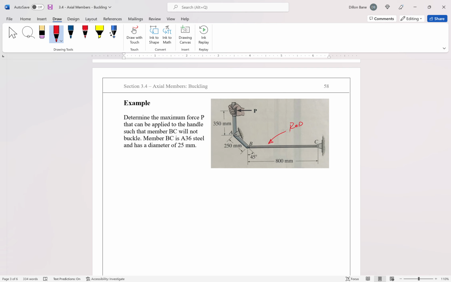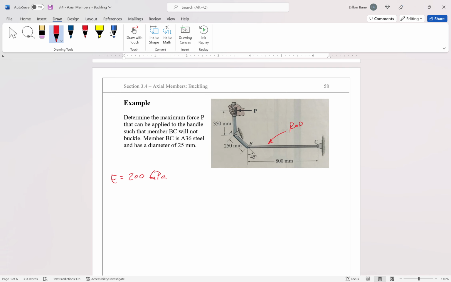So let's just take a look at the equation and see what we've been given. P critical is equal to pi squared EI over KL squared. Modulus of elasticity E: this is A36 steel. All steel has the same modulus of elasticity except for stainless steel, which is a little bit lower. A36 steel is 200 gigapascals in metric units. Make sure you continue to decipher between metric and US units. It's not 29,000 ksi this time, it's 200 gigapascals.